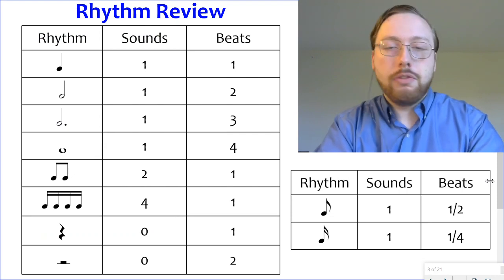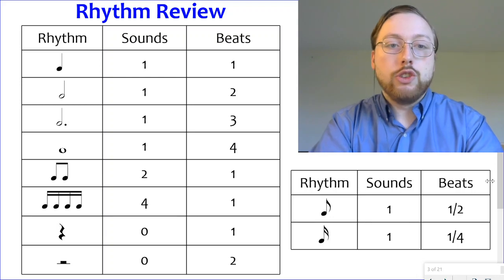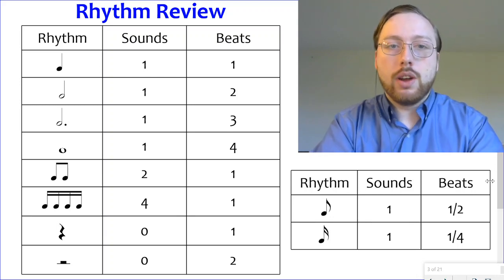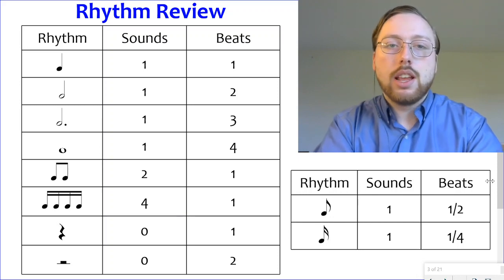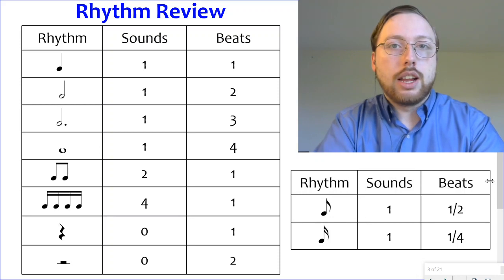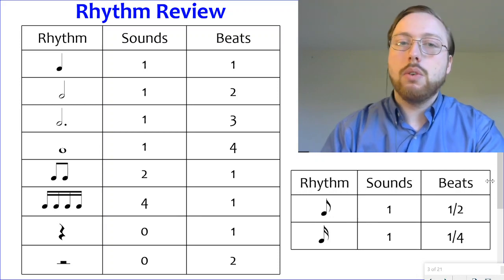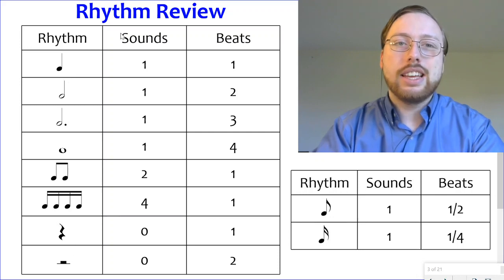So I put a bunch of different rhythms on the screen. Most of these you should know. Some of them you might not know, and that's okay. We're going to work with some of these today, and some of them we'll save for another time maybe. So I've organized them by what they look like and how many sounds they have and how many beats they have.